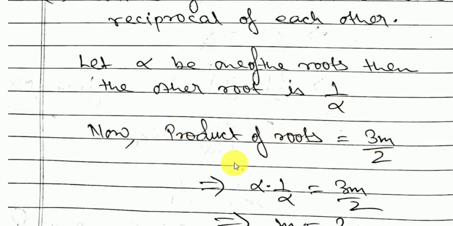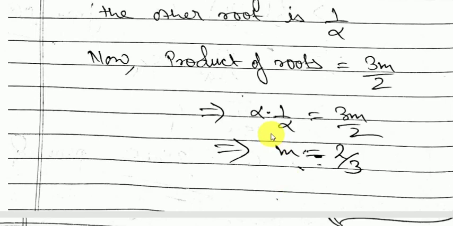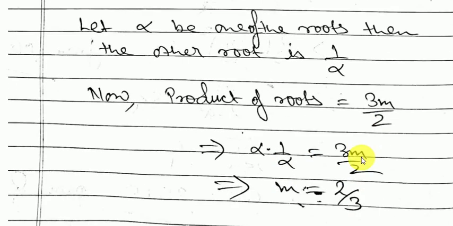Now here they are saying we are looking for the value of m so that the roots are reciprocal. So one root I have taken alpha, the other root obviously 1 by alpha. Put these values, so you get alpha into 1 by alpha, that means 1. Then you will get m equal to 2 by 3. So if m is 2 by 3, in that case roots are going to be reciprocal of each other.